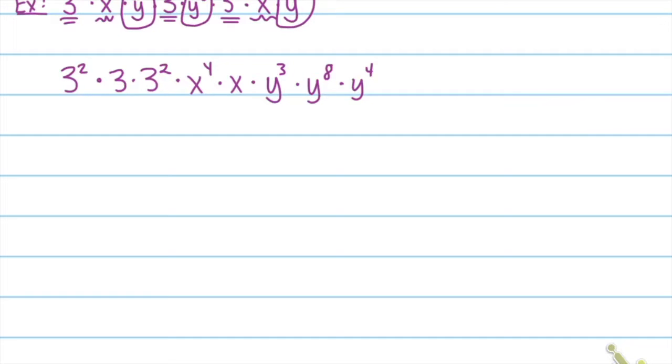First, I want to double check and make sure that every term has an exponent, okay? Looking at this 3, it doesn't have an exponent written, so it's understood to be 1, so I'm going to write a 1 up there. Same thing with that x. That x is missing an exponent, so I'm going to put a 1 there. Okay? So then moving on, I've got 3 to the 2 plus 1 plus 2 times x to the 4 plus 1 plus 3 times y to the 3 plus 8 plus 4.